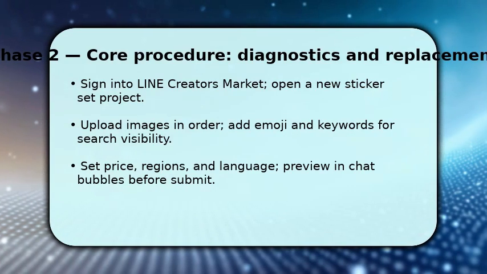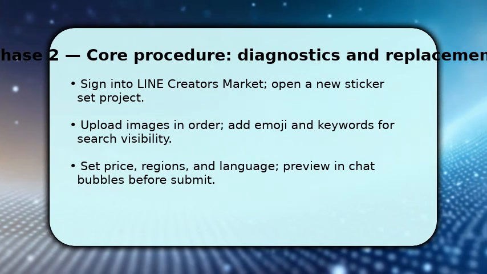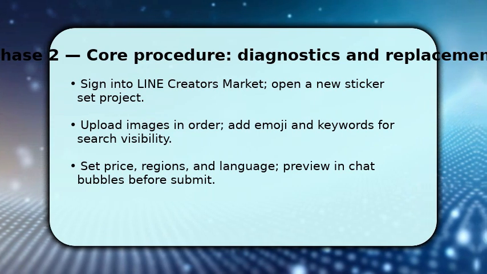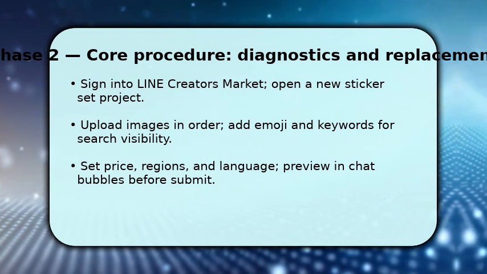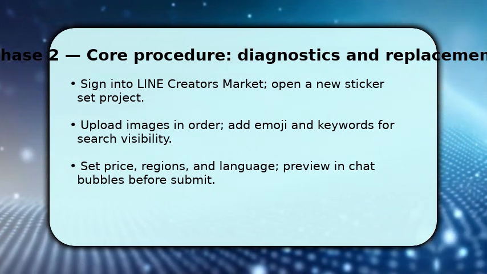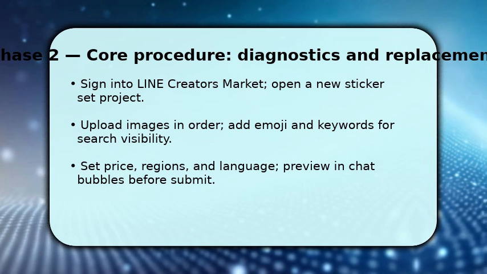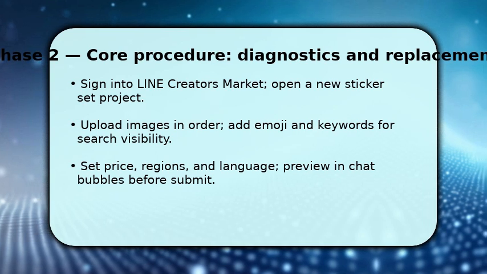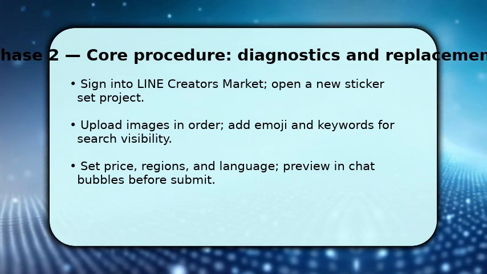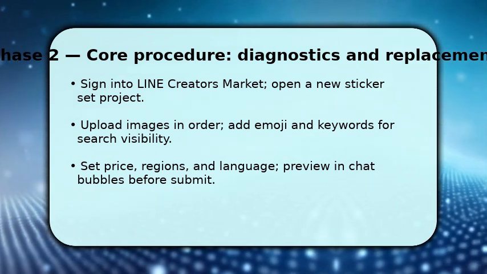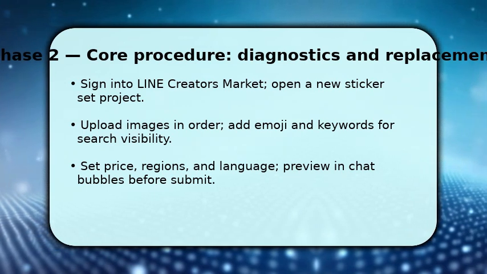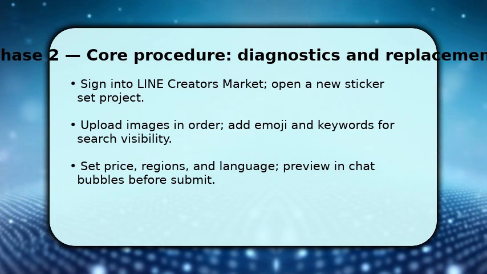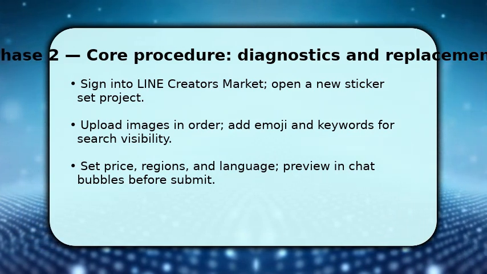You now upload and configure your sticker pack on Line Creators Market. This step controls discoverability and purchase flow. After signing in, create a new sticker set project, then upload files in order and assign each sticker relevant keywords and emoji tags to improve search. Make sure to set price, target regions, and supported languages. Once uploaded, preview how stickers look in chat bubbles and conversation contexts. If something looks off, adjust crop or padding before moving to submission.